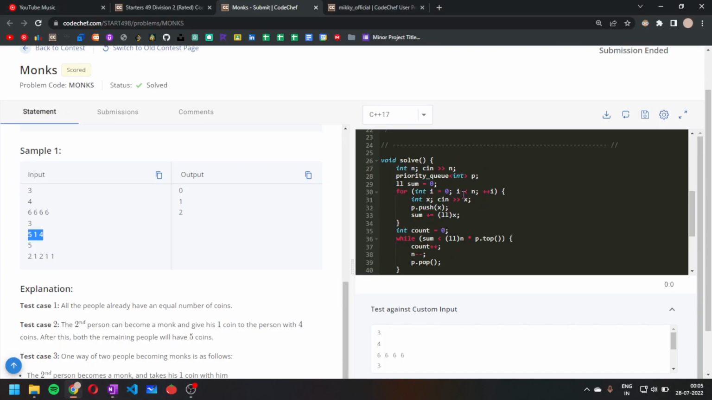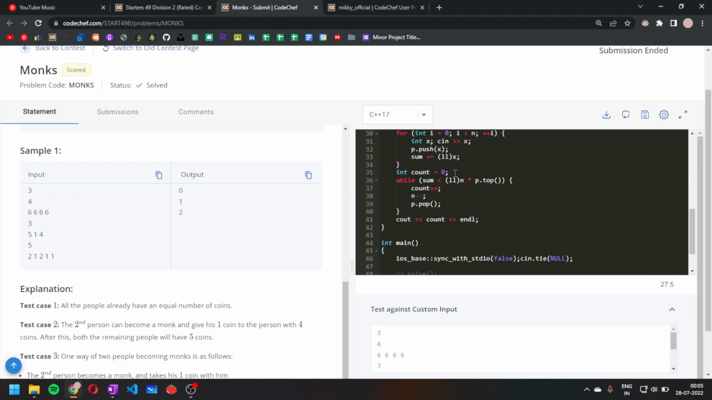So let me explain what I did line by line. I made a priority queue, and I'm inserting all of these persons into the priority queue, and I'm also taking the value sum. So we have the total sum, as well as the priority queue, and at the end we have count. This is the count of persons who are leaving the town.